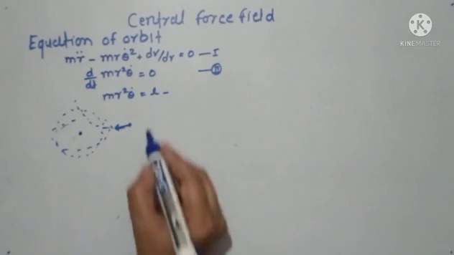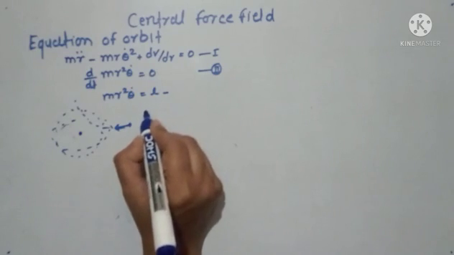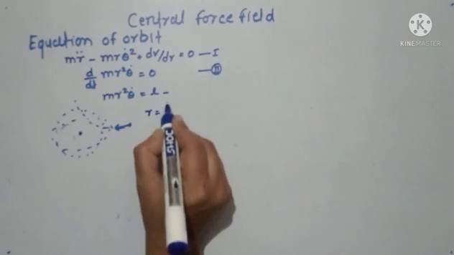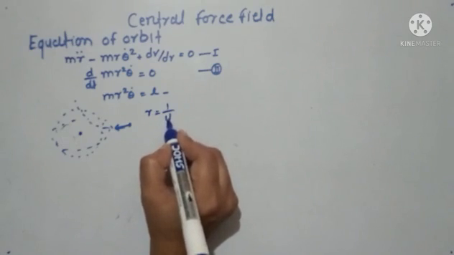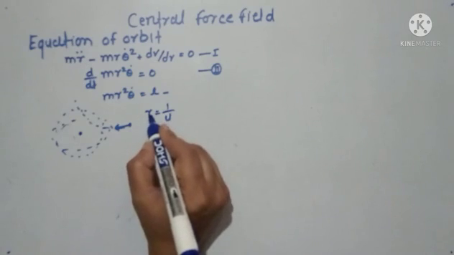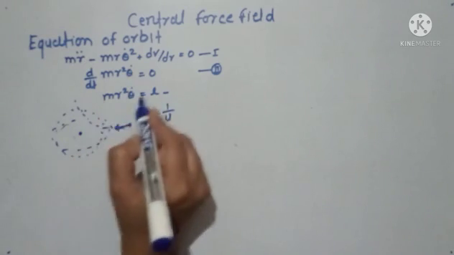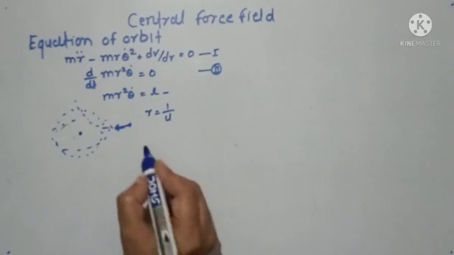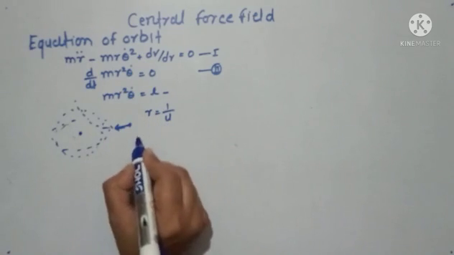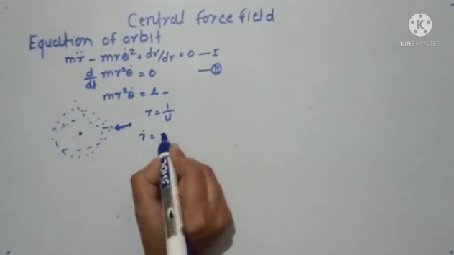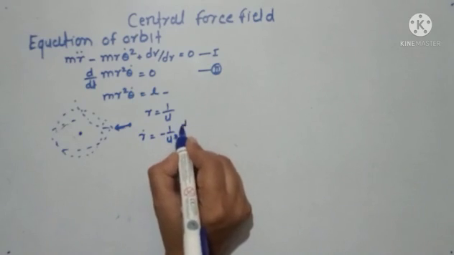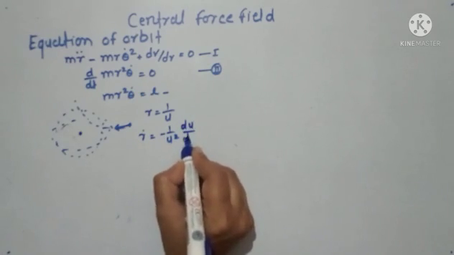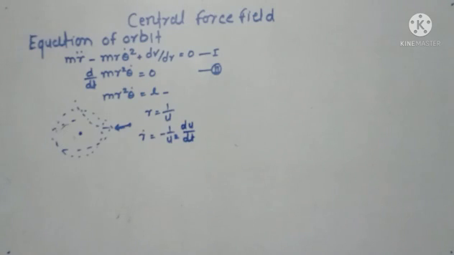So for that, you just have to put the value of r as 1 upon u. This u is any function which is inversely proportional to r. Just put the value of this r into these two equations. If r is equal to 1 upon u, r dot will be minus 1 upon u square, then du upon dt.